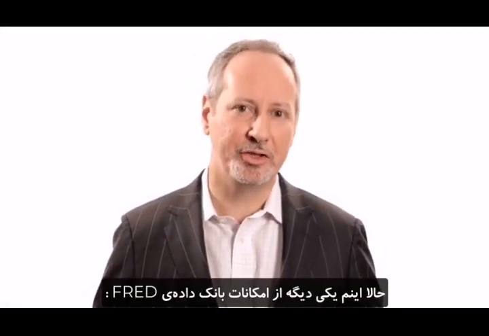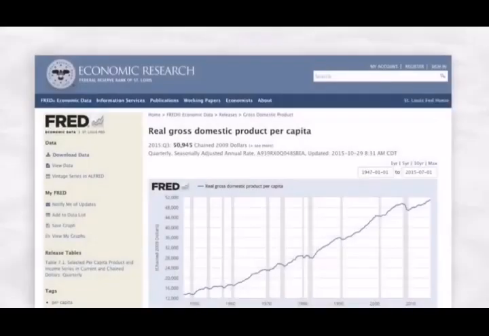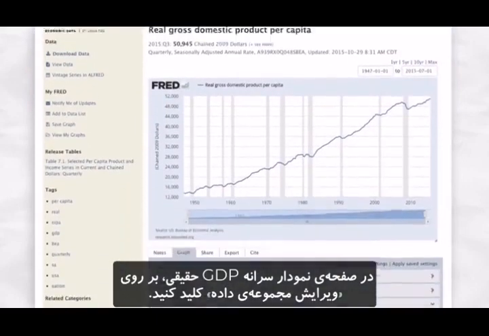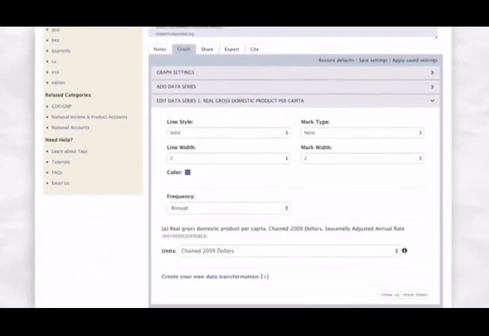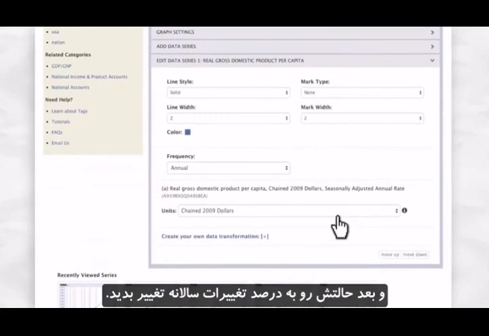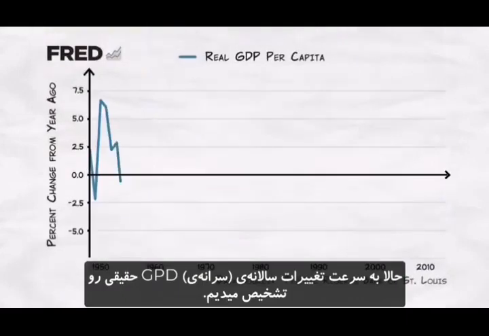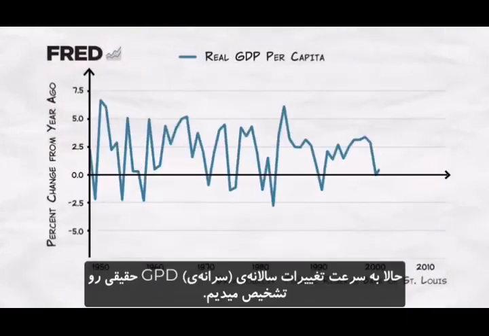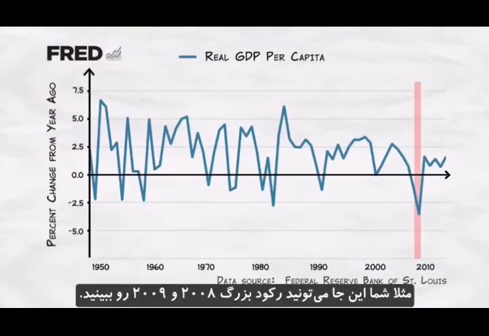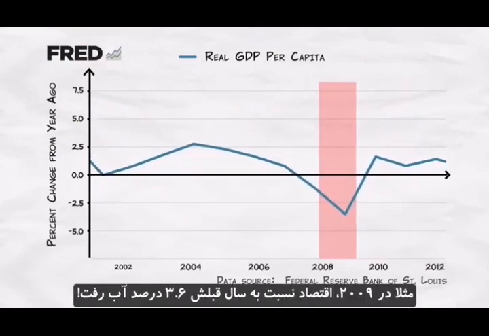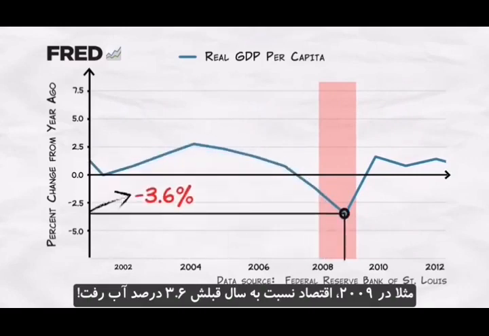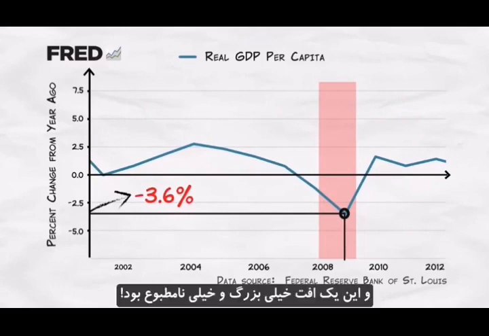Now here's another nice feature of the FRED database. On the real GDP per capita graph, click Edit Data Series, and then switch to percent annual changes. So now we can see immediately the annual changes in real GDP. You can see, for example, the big recession in 2008 and 2009. In 2009, for example, the economy shrank by 3.6% compared to the year before. That's a very big and a very unpleasant decline.